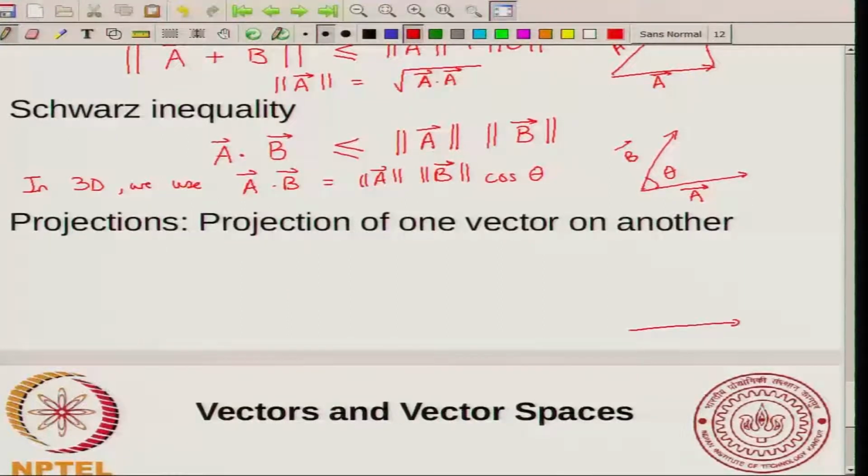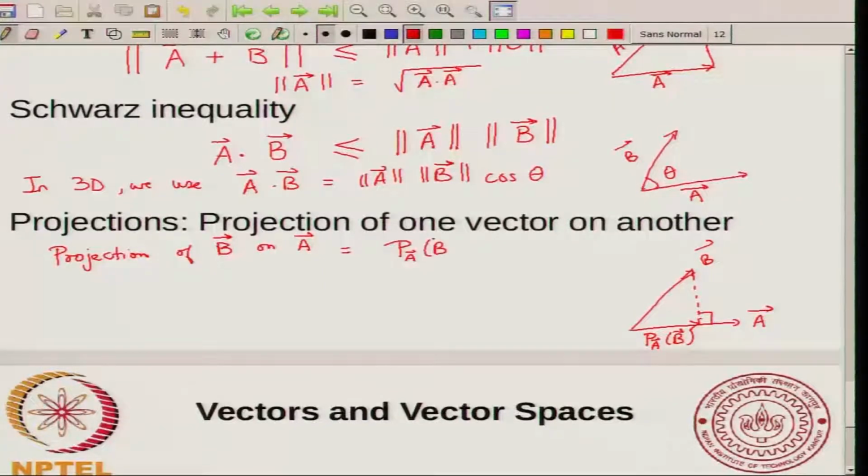So, again suppose you have A vector and this is your B vector. You can ask what is the projection of B onto A. So, in 3 dimensions, you know that if you drop a perpendicular from the end of vector B to vector A, then this is called the projection. So, this vector is called projection onto A of B. So, projection of B on A is written as P on A of B.